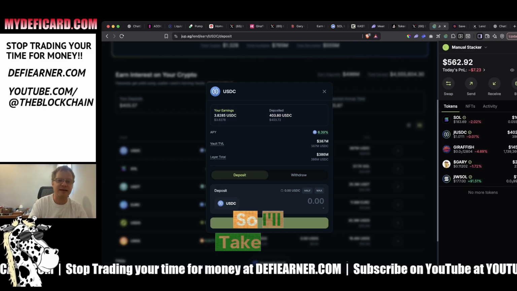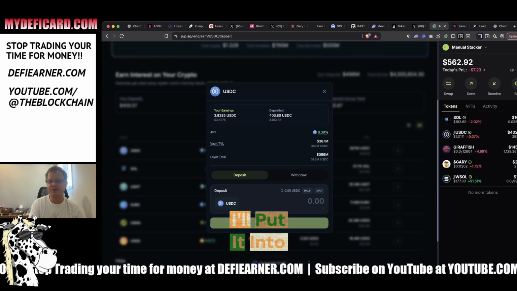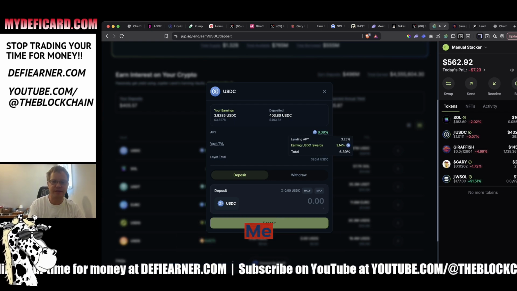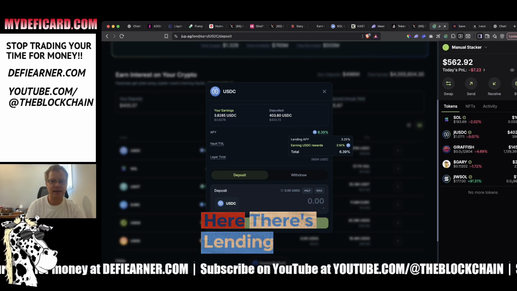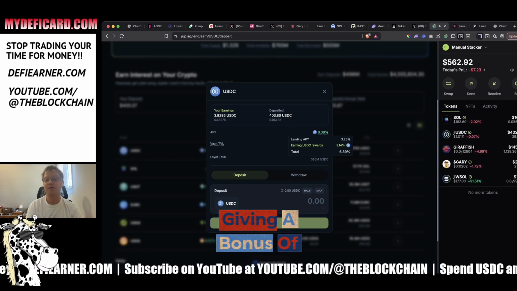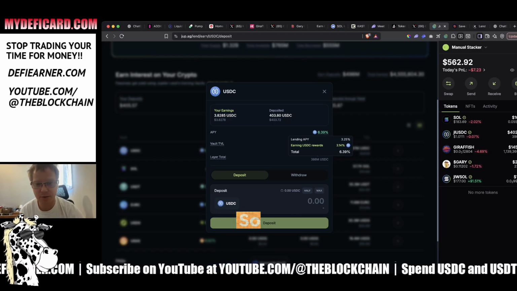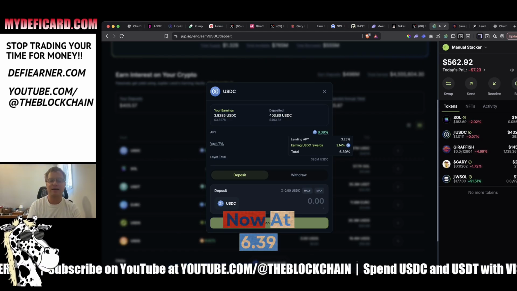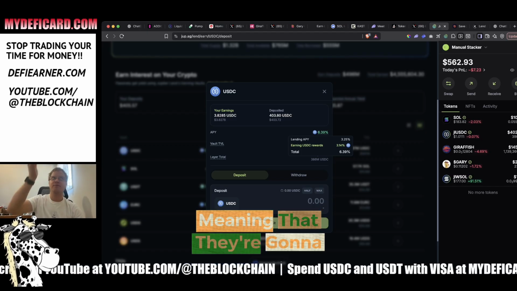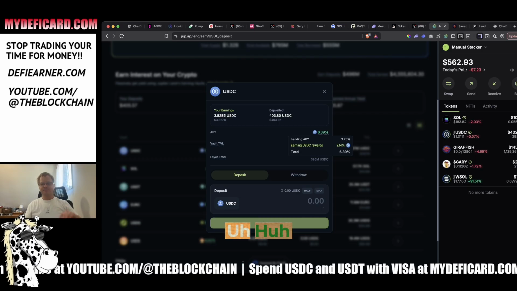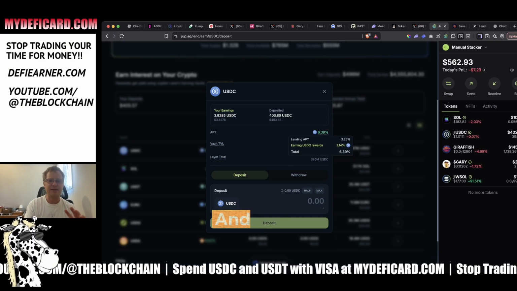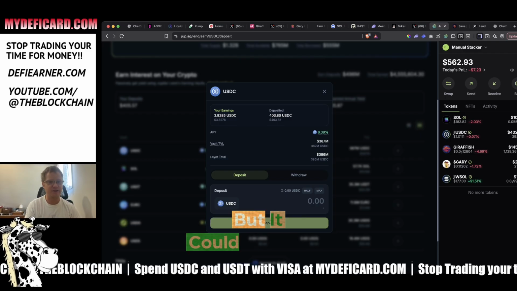So I'll take the crypto and put it into this lending protocol, which is currently earning me, you can see right here, there's lending APY, which is how much I'm actually earning from lending, but the platform's giving a bonus of 3.14. So it totals right now at 6.39. Both of those are variable APYs, meaning they're going to fluctuate up and down. Right now it's at a low end, but it could fluctuate up very easily.